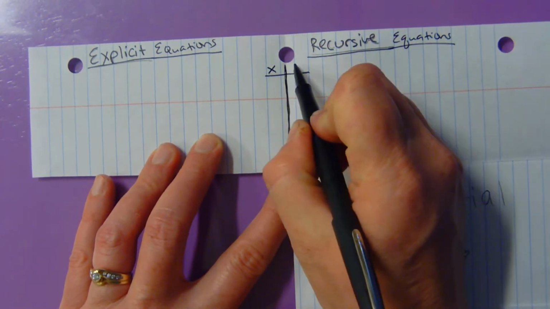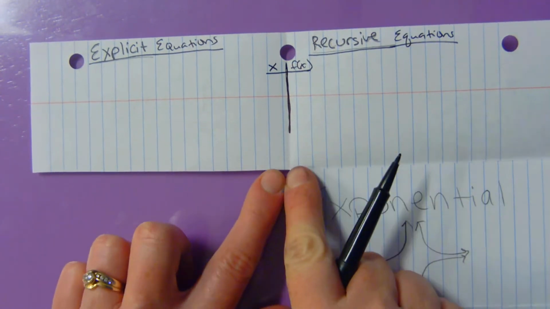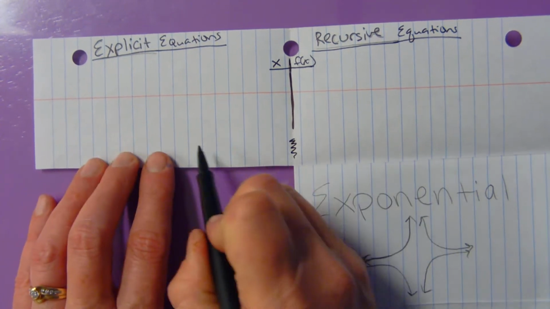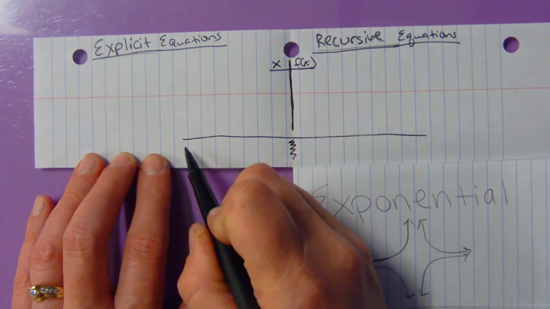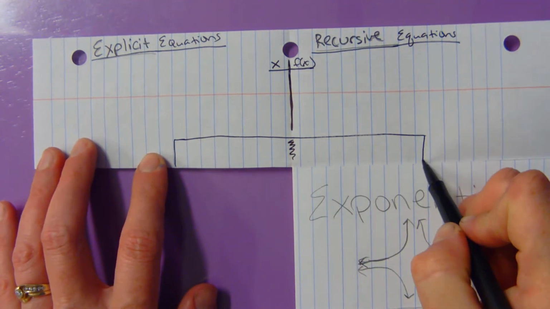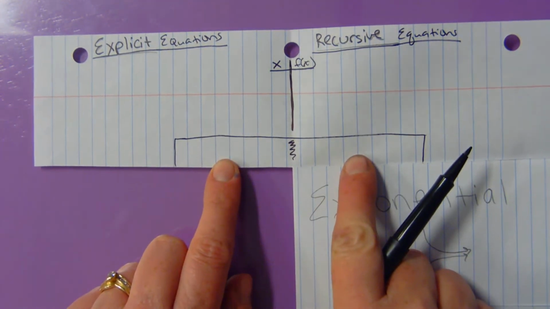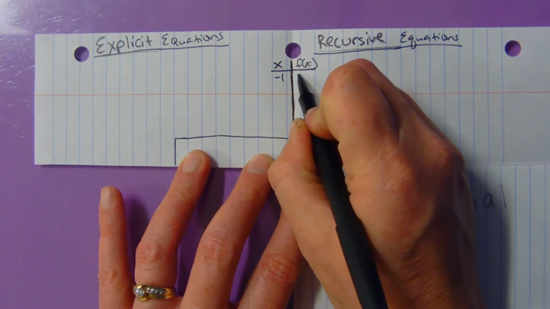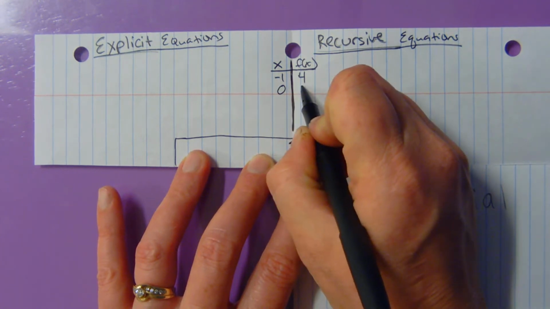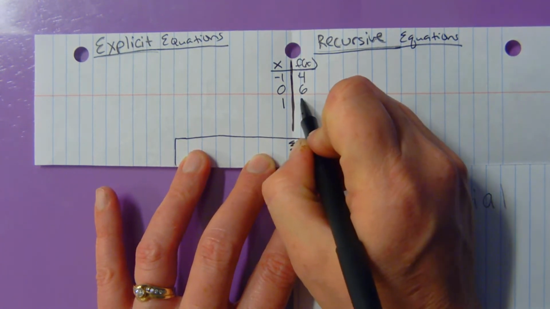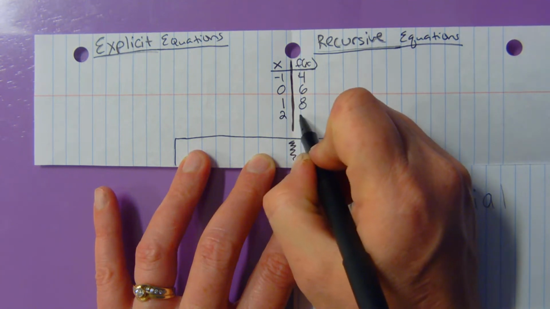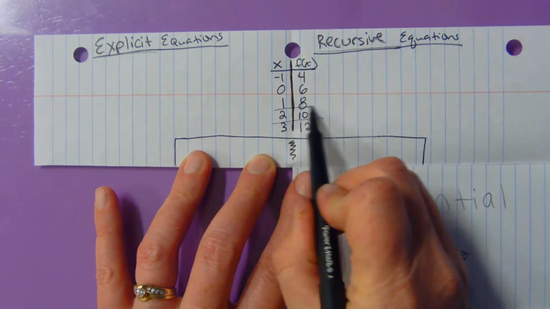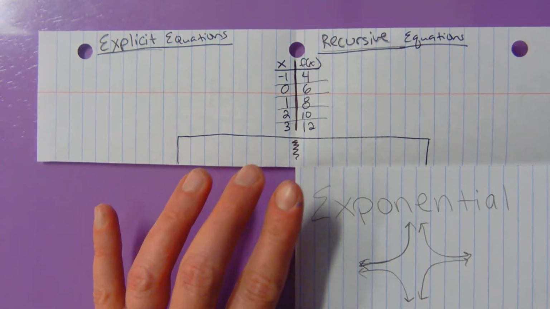And in our table we have x and we have f of x. Down here we're going to give ourselves room for an example. And with this example, we're going to put our explicit and recursive equations for this table. So this table, I'm going to give you -1 for x is 4 for f of x, 0 is 6, 1 is 8, 2 is 10, 3 is 12. So this is our table that we're going to use for this example.